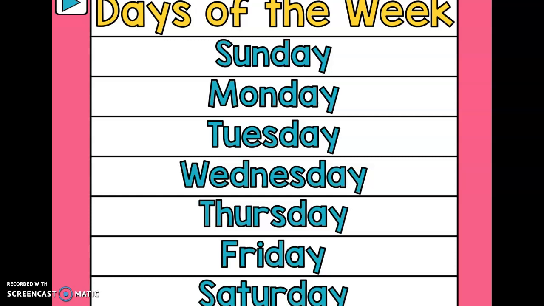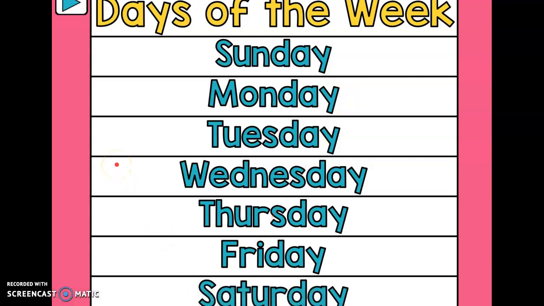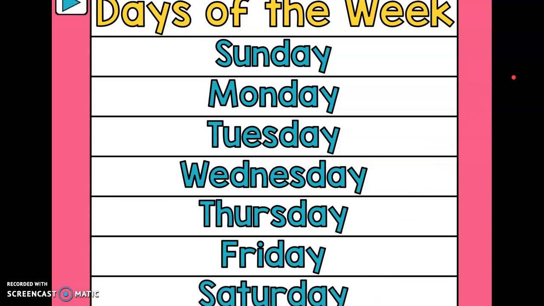Very, very good. How many days are there in a week? Let's go ahead and let's count. 1, 2, 3, 4, 5, 6, 7. How many days are there in the week? If you said 7, then you are right. There are 7 days in the week. Very good.